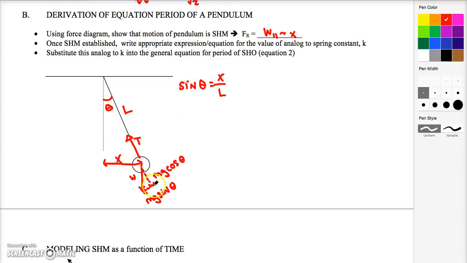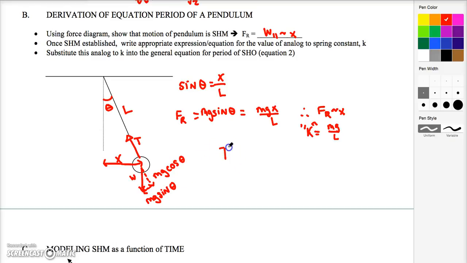So if we say that the restoring force is mg sine theta, we can substitute for sine theta, giving mg x over L, and what we end up seeing is that the restoring force, F sub r, is proportional to x. So what we end up getting is a simple harmonic oscillator, and the analog for k in this case is mg over L. I'll put that in quotations: k is mg over L.